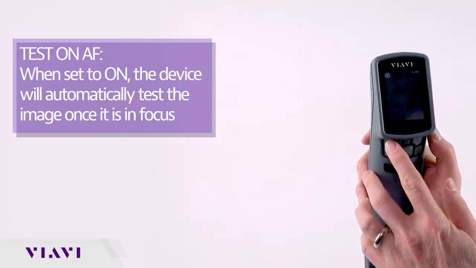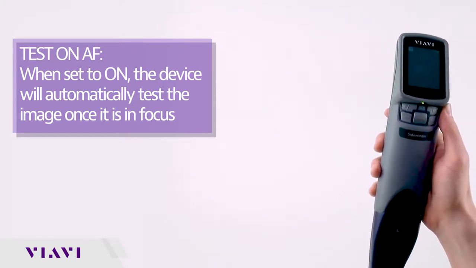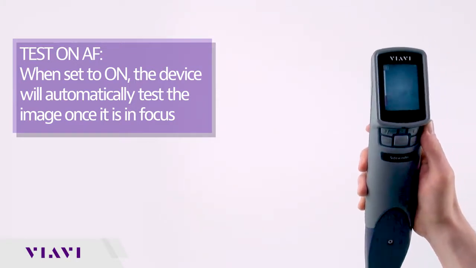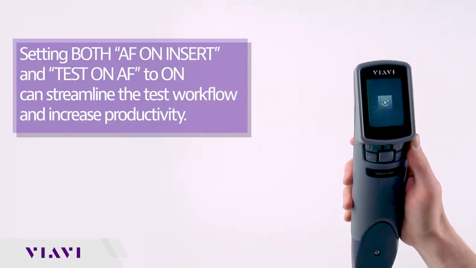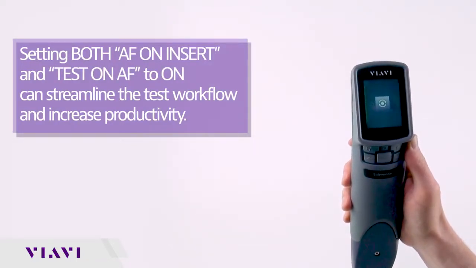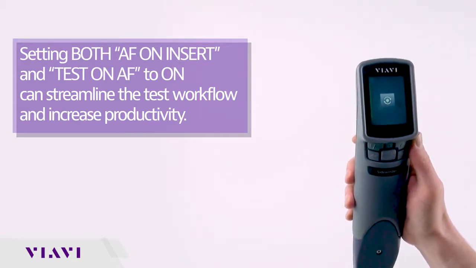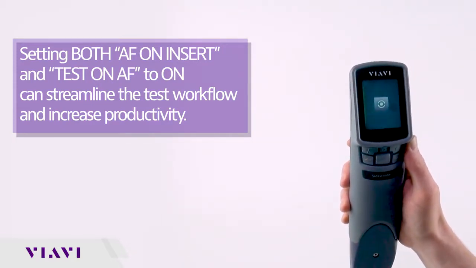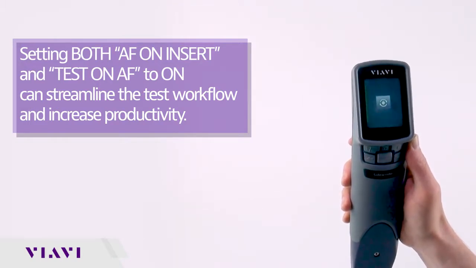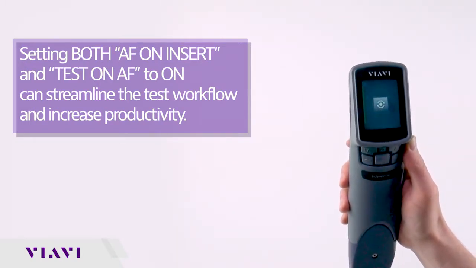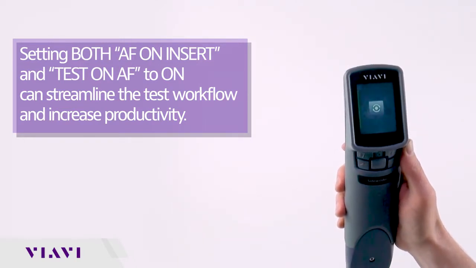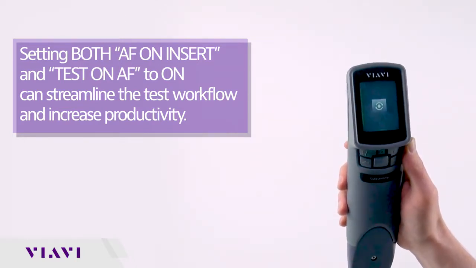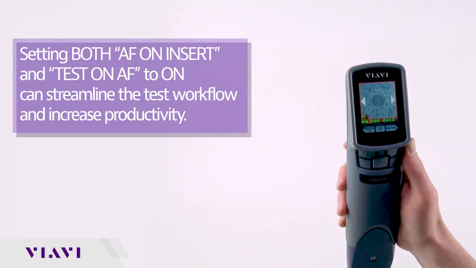Now, when I back out and I plug this in, it automatically senses that there's a fiber present. It'll focus it, run the analysis test, and give me the pass-fail result according to the predefined inspection criteria that I had established when I set this up. That's just another way that you can save more time and optimize the workflow when you're going through your test parameters.